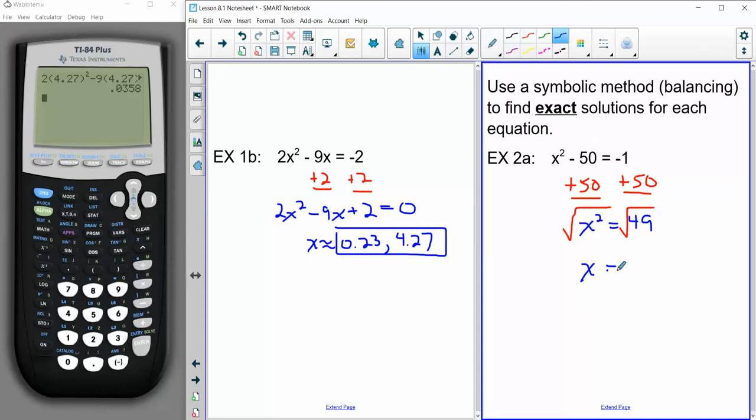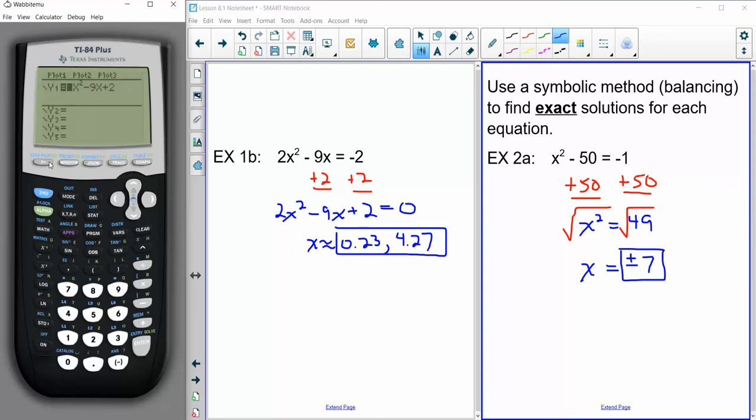Square root of x squared is x, and the square root of 49 is actually positive or negative 7, because 7 squared is 49, and negative 7 squared is 49. So since I'm on my calculator's main screen, let's do negative 7 squared minus 50. That gives me negative 1. And let's do positive 7 squared. And that also gives me negative 1.